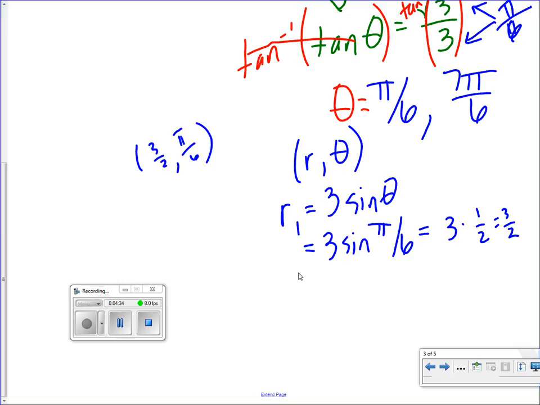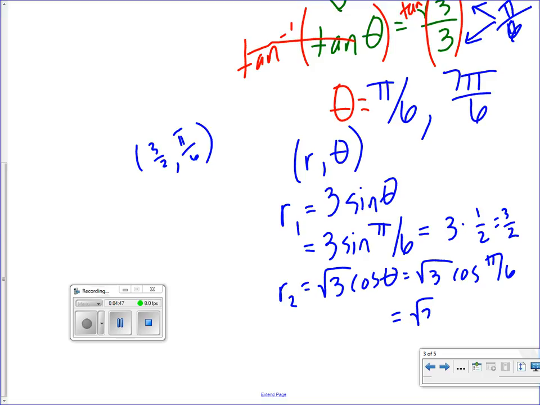And you could have plugged that into r2. You should get the same thing. Let's check that. So radical 3 cosine theta, plugging in pi over 6. The cosine of pi over 6 is radical 3 over 2. And then radical 3 times radical 3 is 3. So it works in both of them.